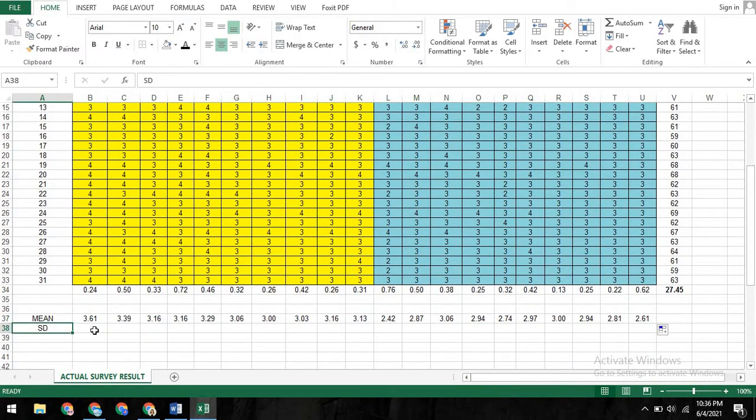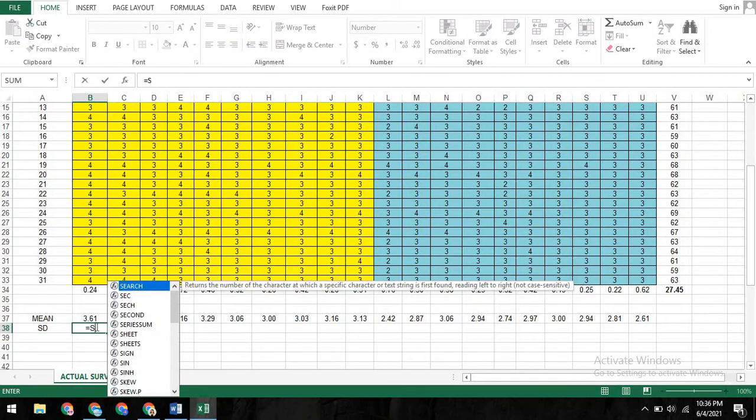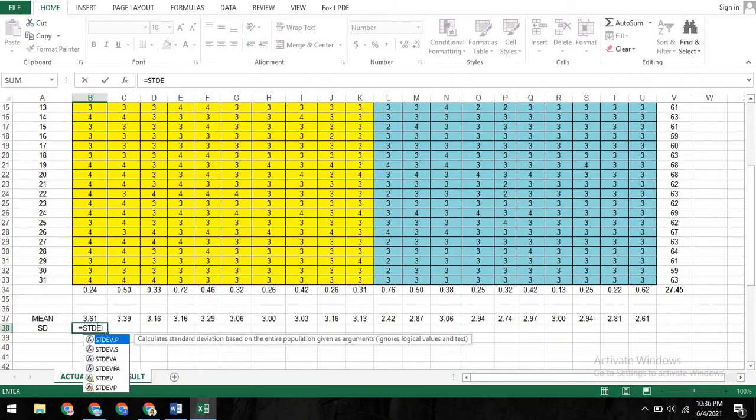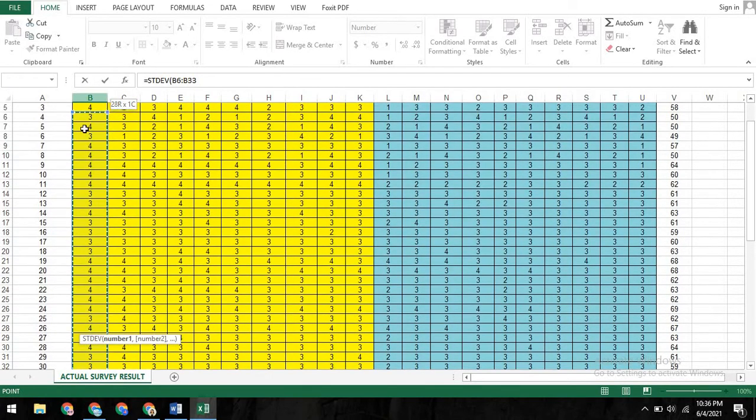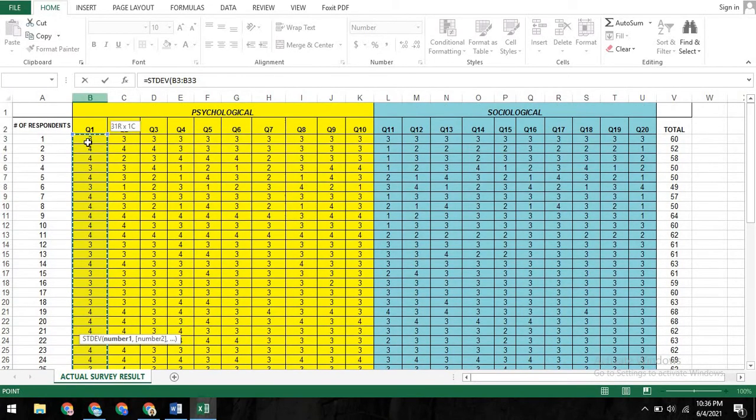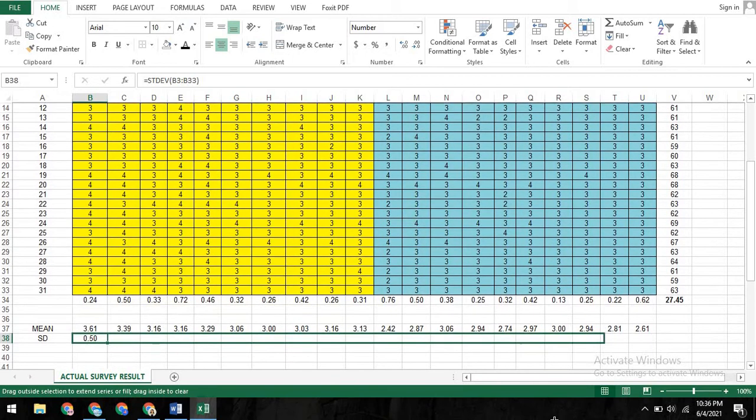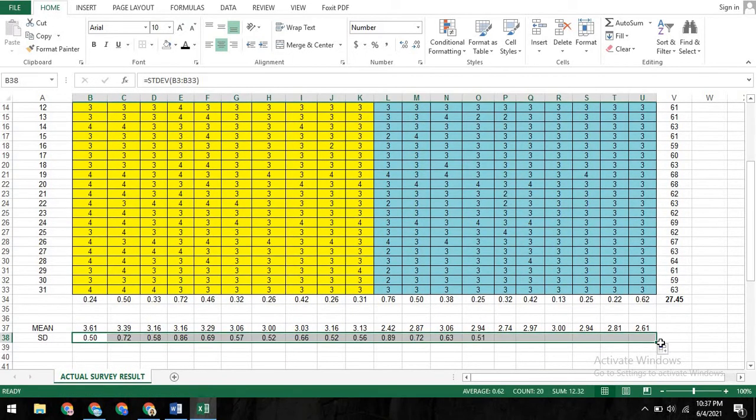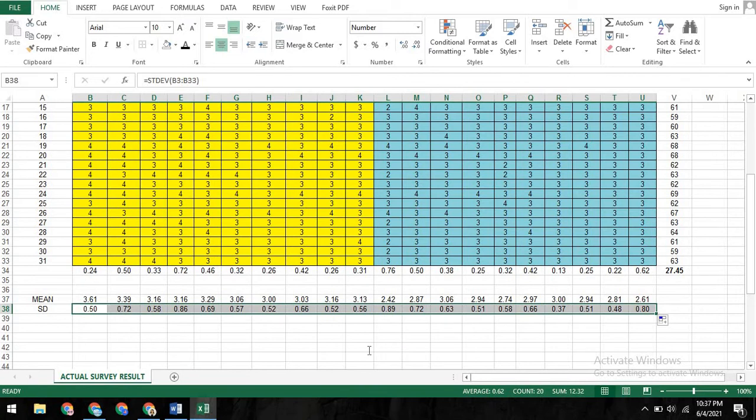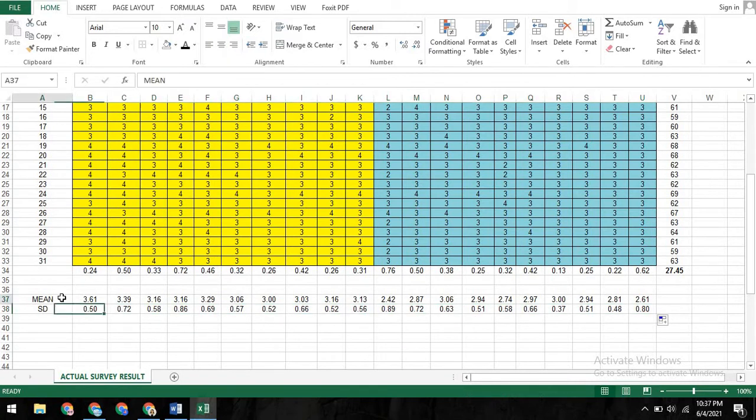So now we are going to look for the standard deviation. Let us use the formula STDEV, open parentheses, highlight again the answers under question number 1, close parentheses, enter. And then drag it up to the last item. As you can see, this is the mean and the standard deviation.